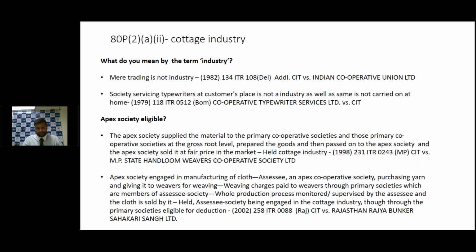In this case, the issue arose whether an apex society which supplied material to primary cooperative societies, and those primary cooperative societies supplied material at the grassroots level to their members, who prepared the goods and then passed them on to the apex society, and the apex society sold it at fair price. The Madhya Pradesh High Court held that in such a case, the primary cooperative society would be held to be a cottage industry and therefore eligible for deduction under section 80P(2)(a)(ii). Here, it is important to note that the apex society itself is not engaged in manufacturing or production, but the primary society is. Still, the courts have held that it's a cottage industry, and a similar judgment is of the Rajasthan High Court.